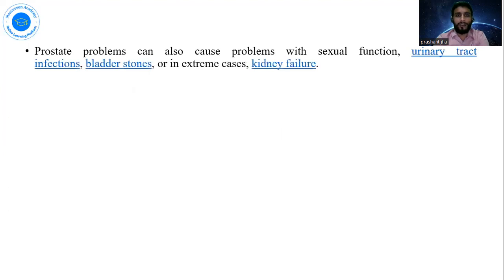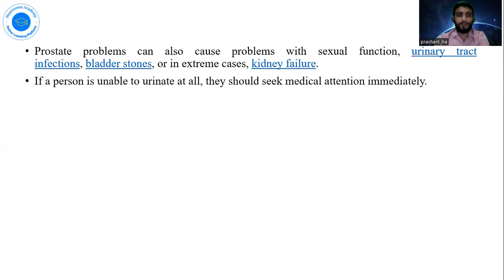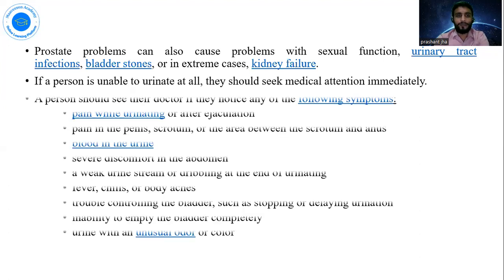Prostate problems can also cause problems with sexual function, urinary tract infection, that is UTI, bladder stones, or in extreme cases kidney failure also. If a person is unable to urinate at all, they should seek medical attention immediately.